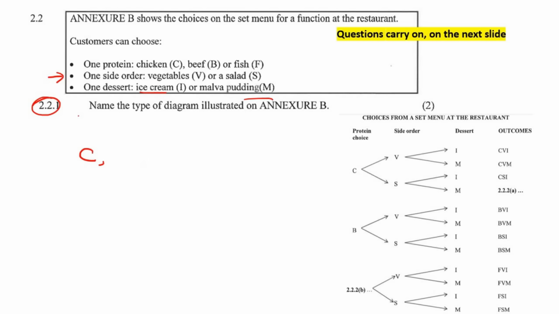Or maybe you are someone who just wants a piece of beef. So you start here. Okay, and then you like vegetables, so you would go that way, and then you love ice cream, so you would go that way.